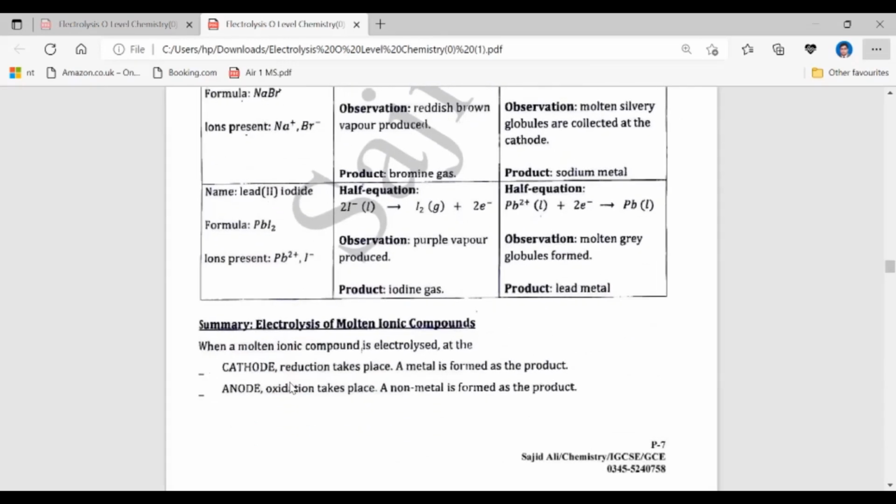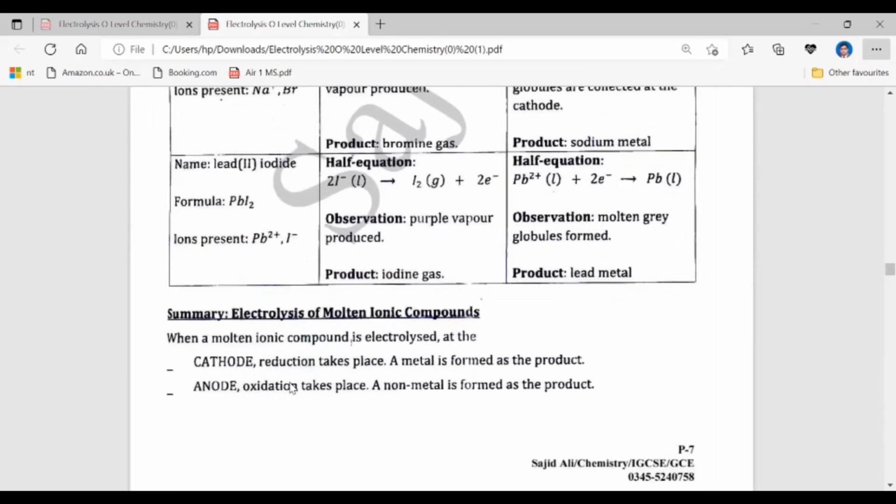Okay. Good. So, summary: electrolysis of molten ionic compounds. When a molten ionic compound is electrolyzed, at the cathode reduction takes place. I told you that you should remember this with "cat red": cathode, reduction. Reduction takes place at the cathode, and a metal is formed as a product.